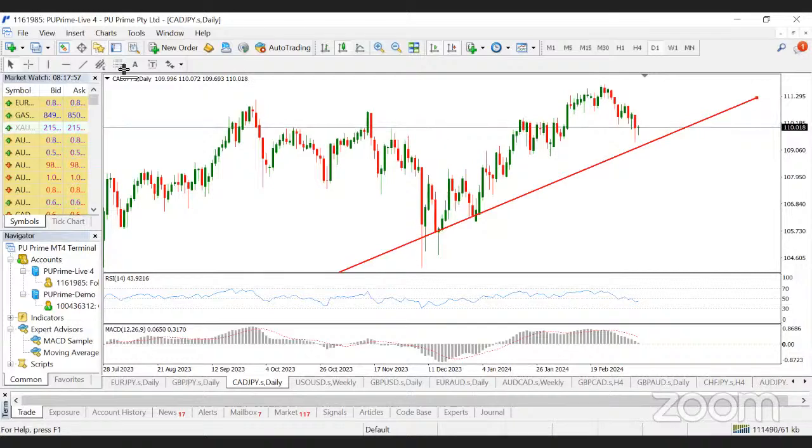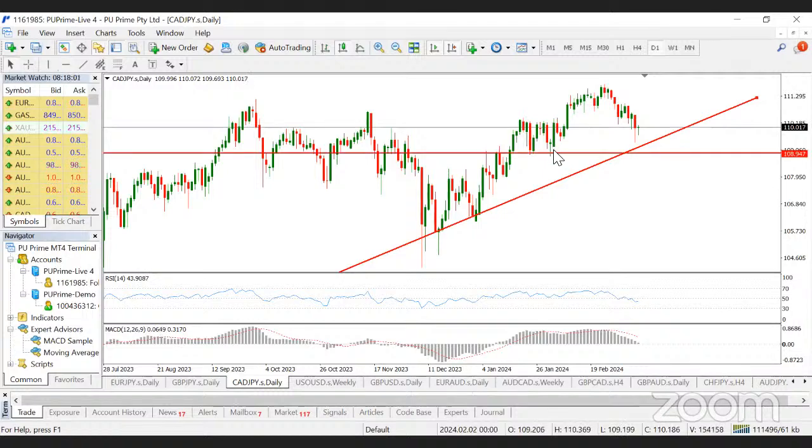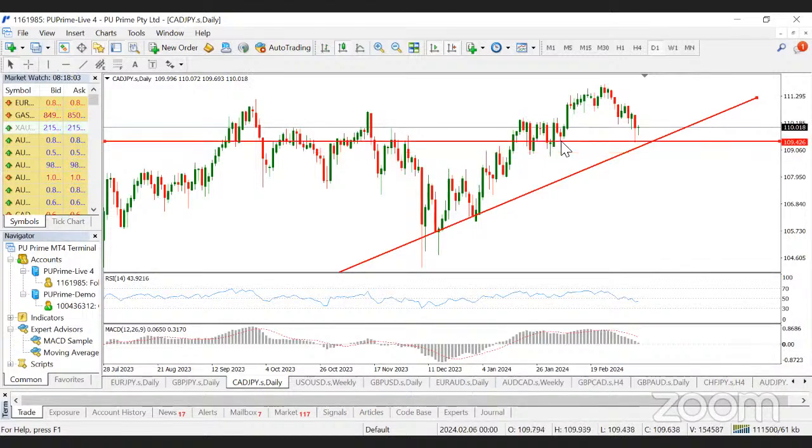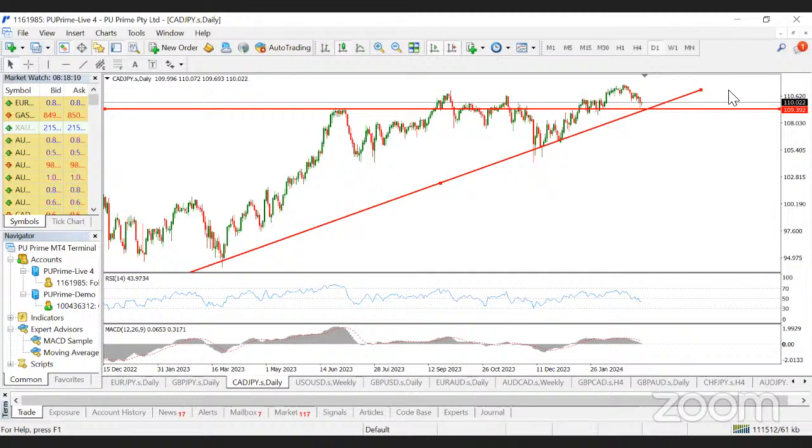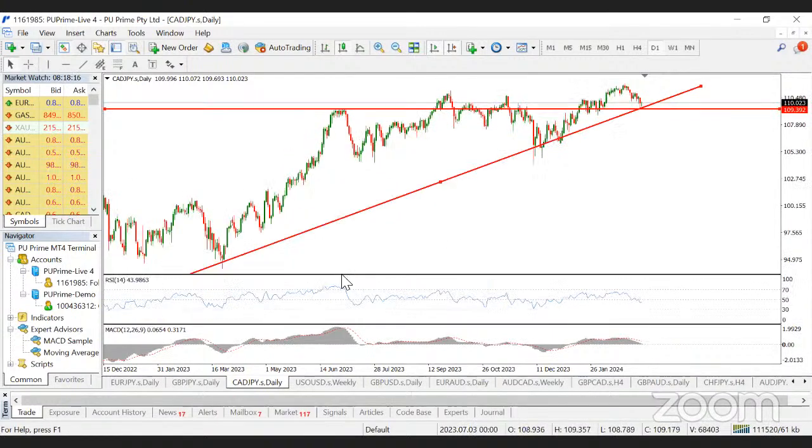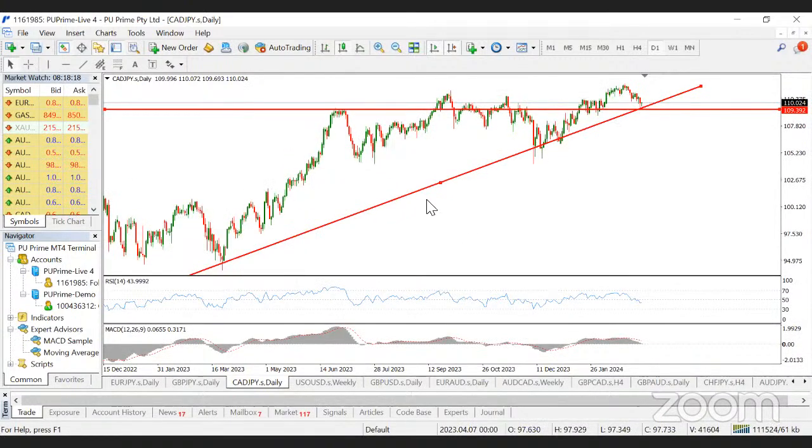But then we still, let's stay with the daily. The daily is much clearer. As per the weekly, it's yet to touch the trend line, but on the daily, we can see it's touching the trend line. So let me stick with the daily.